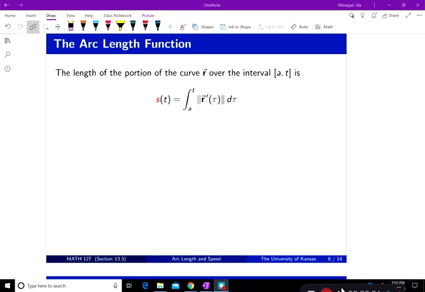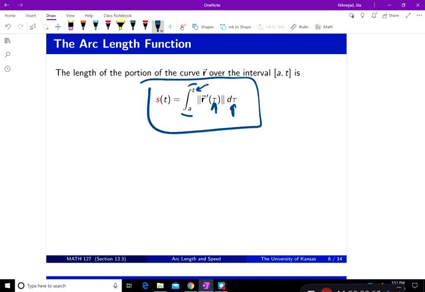The length of the portion of the curve r of t over the interval a to t is, this is the arc length between a and t. So what you do is you go integral from a to t of the magnitude of the derivative of the position vector, r prime of tau, d tau. Tau is a dummy variable, so you won't mix it up with t over here, and so instead we use tau for the inside. This gives you the arc length function, because t is the variable and you get s of t.